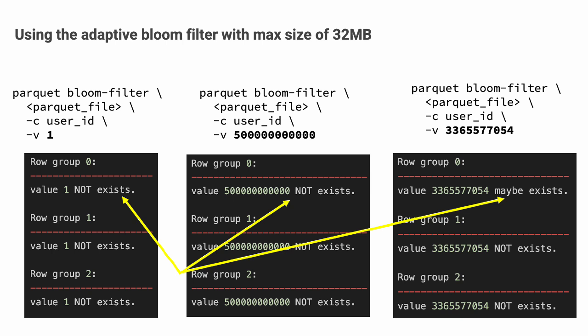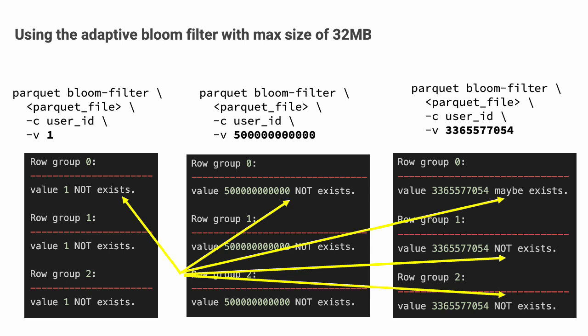And even if it can be present, it is not present across all the row groups. As you see, for row group 0, this value can be present, but for the other row groups, this value is definitely not present. So for our use case, we use this 32 megabytes of Bloom filter, and that looks much more promising than before.